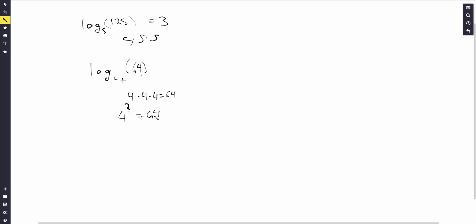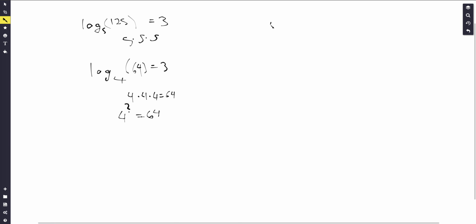Okay, so log base 5 of 125. This one is pretty simple. 5 times 5 times 5. There's 3 5s. Answer's 3. Another simple one here. Log base 4 of 64. 4 times 4 times 4 gives us 64. If you guys are ever confused, we can say, okay, 4 to the power of what will give me 64? And you guys can think through it like this. So the answer here is also 3.